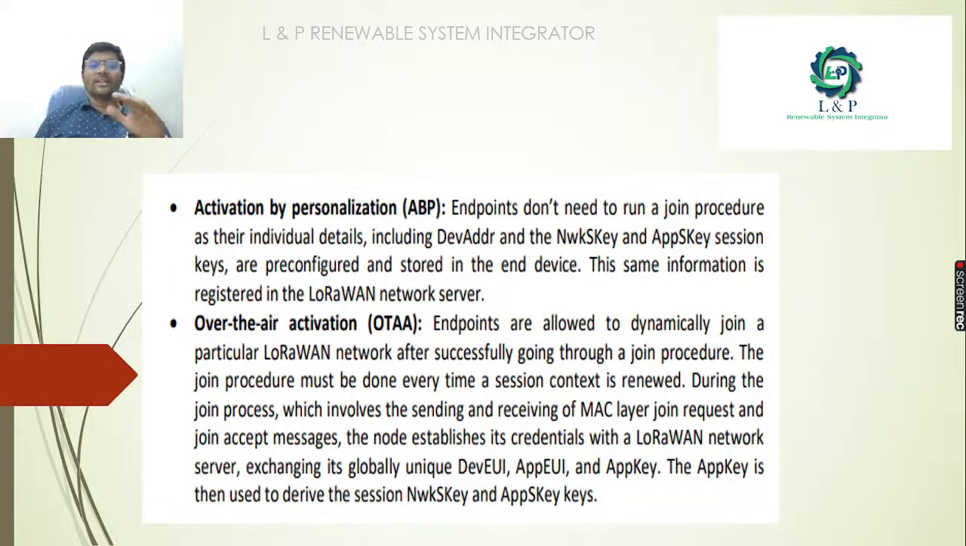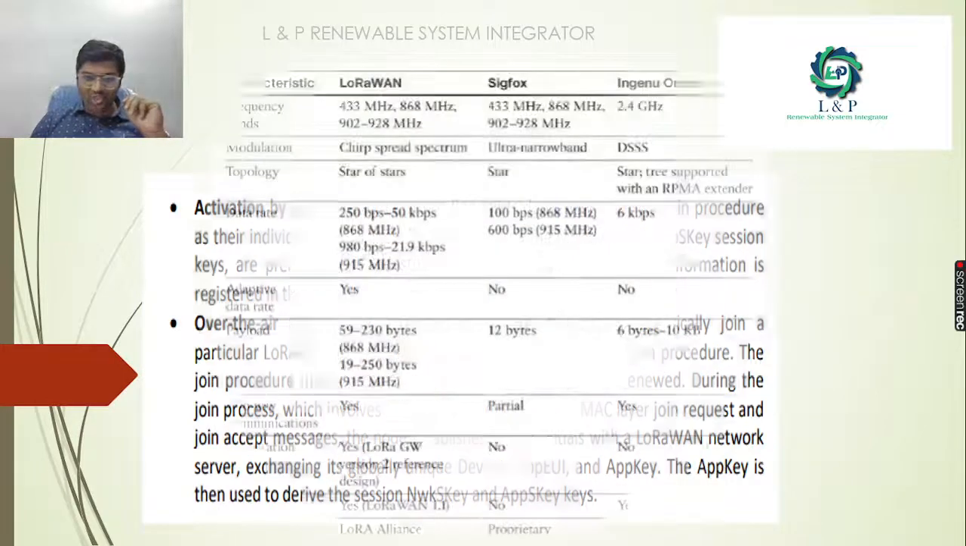The next most important thing we use in LoRaWAN is ABP, that is activation by personalization, and also OTAA, that is over the air activation. ABP endpoints do not need to run a join procedure, as their individual details, including the DevAddr, NwkSKey and AppSKey session keys, are already set. OTAA endpoints are allowed to dynamically join a particular LoRaWAN network after successfully going through a join procedure.